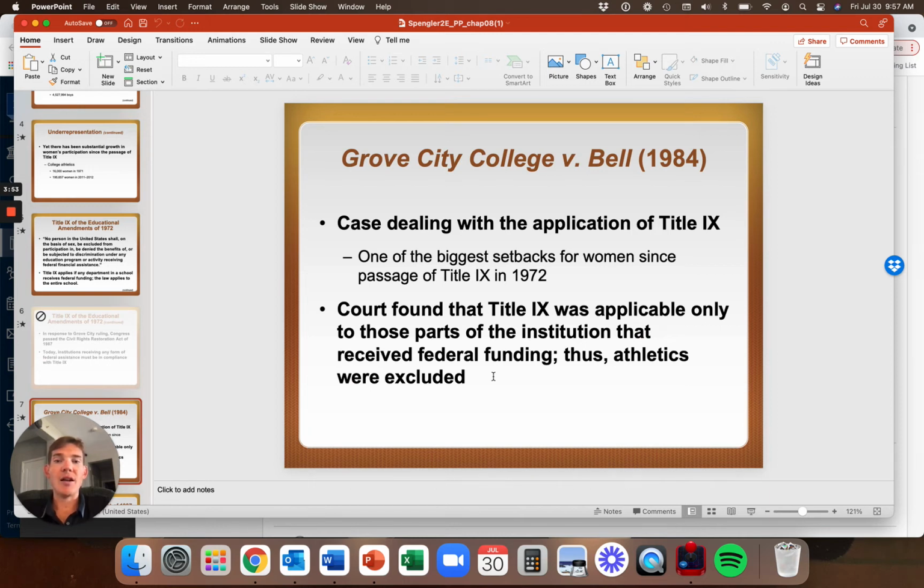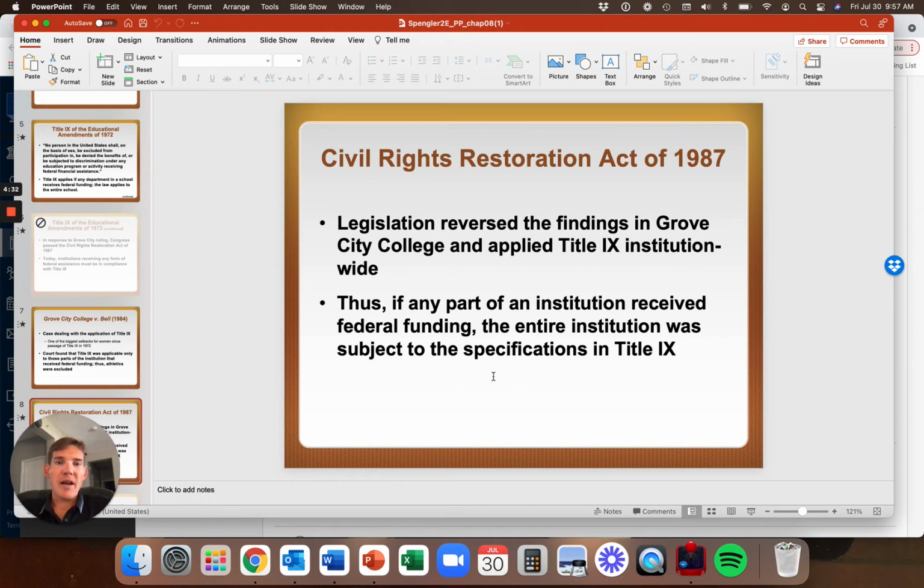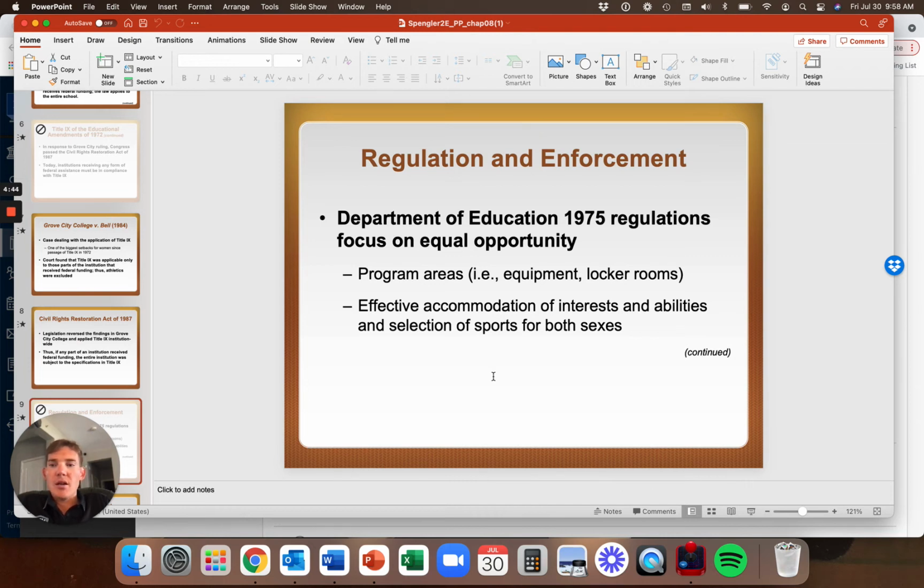I'm going to skip forward to the Grove City College versus Bell case dealing with the application of Title IX. So one of the biggest setbacks for women since 1972 was that the court found that Title IX was applicable only to the parts of the institution that receive federal funding. So technically, if a school did not receive federal funding for athletics, which was most schools at the time in the 80s, athletics was excluded. So all of a sudden, scholarship opportunities dropped off the board, and then Title IX became ineffective for athletics. So women could still get money to go to school, which was equal opportunity as men, but for athletes, it wasn't being regulated. So fast forwarding, 1987, they challenged it again. They said if any part of an institution received federal funding, the entire institution was subject to the specification of Title IX. So it kind of reversed it. And then it shows the different bodies that regulated it and so forth.